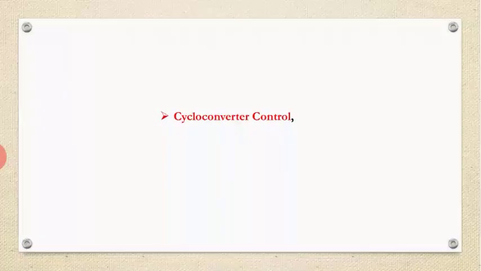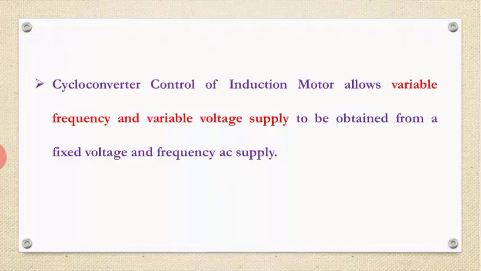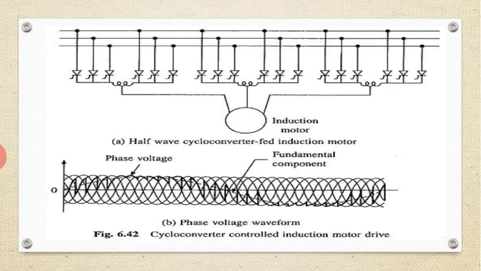The next converter is called cycloconverter control. Cycloconverter control of induction motor allows variable frequency and variable voltage supply to be obtained from a fixed voltage and frequency AC supply. I repeat, with the help of this cycloconverter we can vary the frequency and voltage supplied from a fixed voltage and fixed frequency AC supply. This is the half wave cycloconverter fed induction motor drive figure.